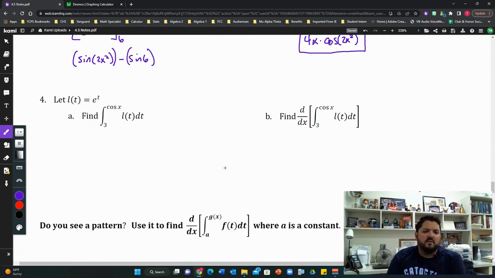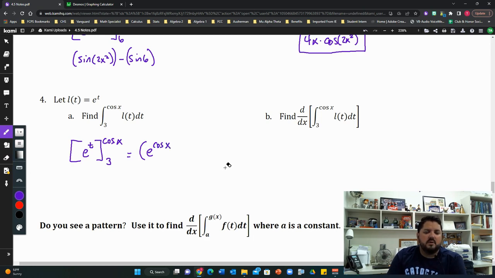Okay, my function L of t is equal to e to the t power, and I'm going to find an equivalent expression for the integral from 3 to cosine of x of L of t dt. Well, L of t is e to the t power. The integral of e to the t is e to the t. So we're going to go from 3 to cosine of x, and that would yield f of b, which gives me e to the cosine of x power.